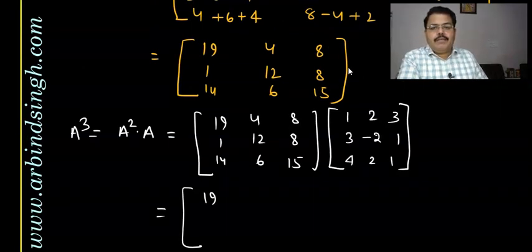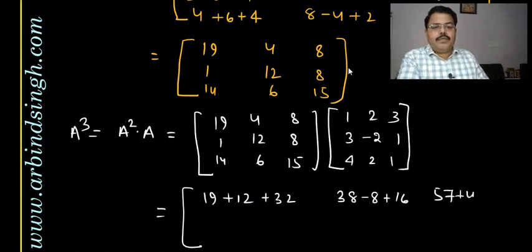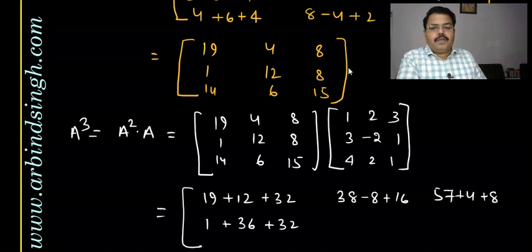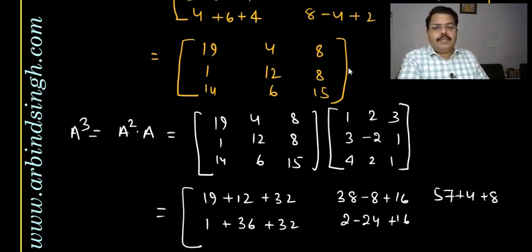19 into 1 is 19, plus 4 into 3 is 12, plus 8 into 4 is 32, and 19 into 2 is 38, 4 into 2 is minus 8, and 8 into 2 is 16. 19 into 3 is 57, and 4 into 1 is 4, and 8 into 1 is 8. So 1 into 1 is 1, 12 into 3 is 36, plus 8 into 4 is 32. Now 1 into 2 is 2, 12 into 2 minus 24, and 8 into 2 is 16. Then again 1 into 3 is 3, and 12 into 1 is 12, and 8 into 1 is 8.